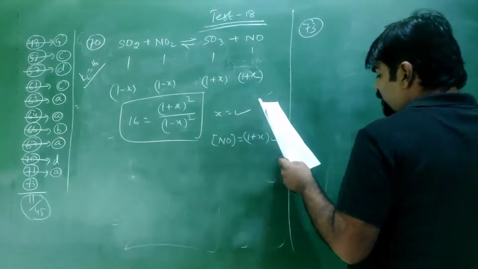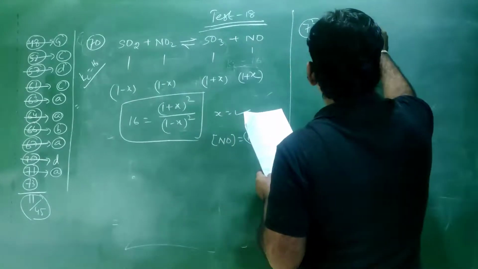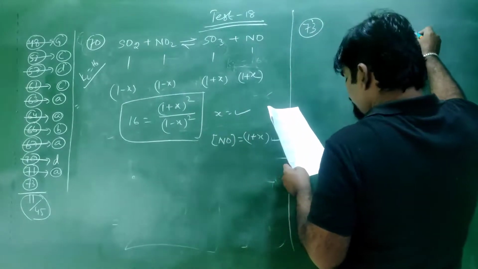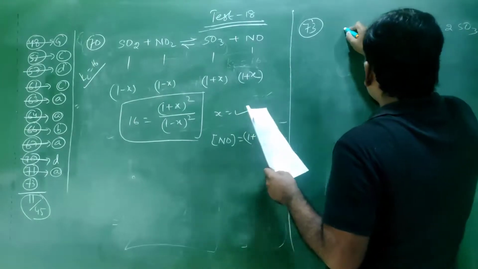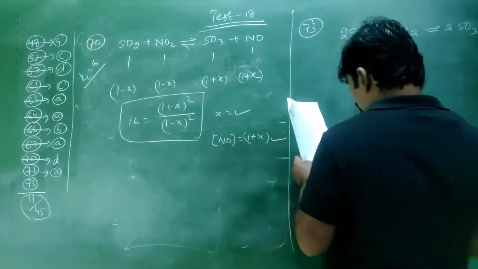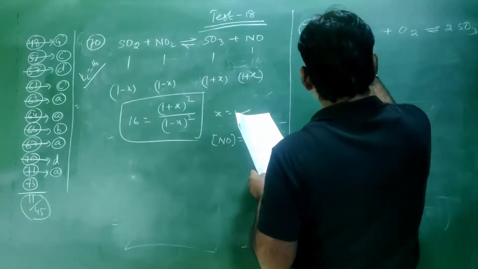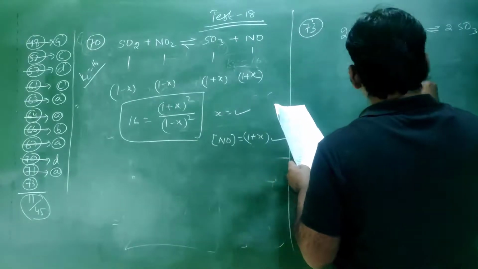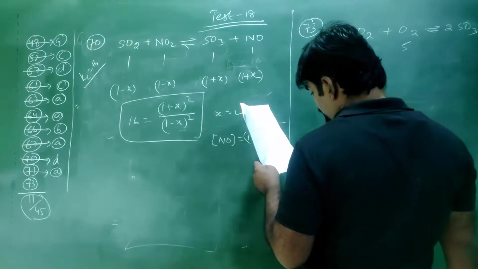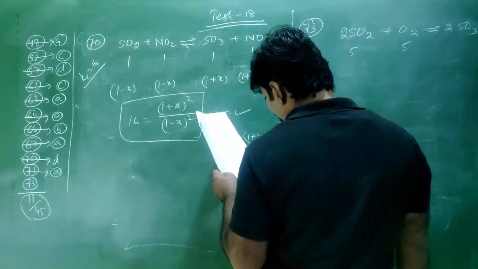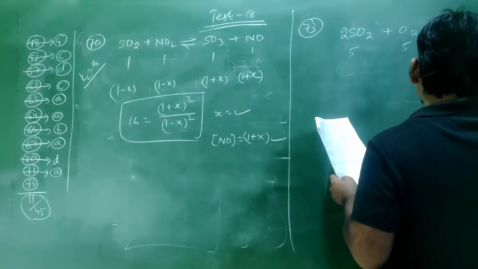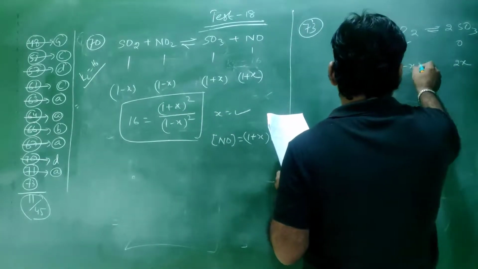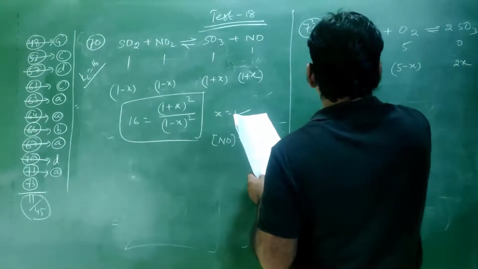5 moles of SO2 we have used, O2 we have used. This will give rise to SO3. 2SO2 plus O2 gives 2SO3. So 5 moles of SO2 and 5 moles of O2 are used and allowed to react. At equilibrium, it was found that 60% of SO2 is used up. This will become 0, this is 2x, this is 5 minus x, this is 5 minus 2x.